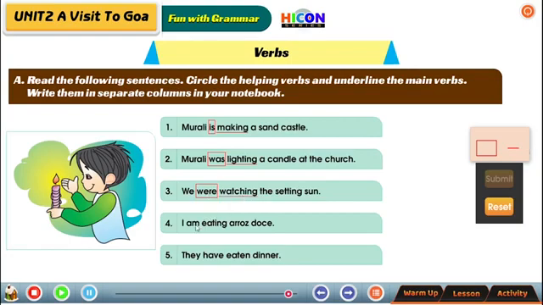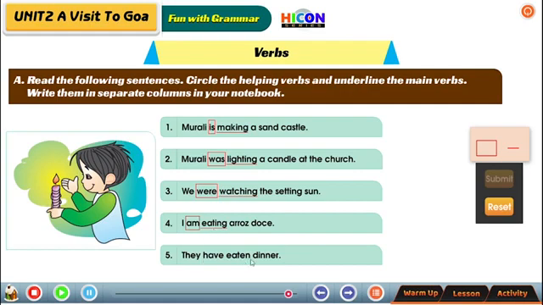Okay. I am eating arroz. So what is the verb part in this? I am eating arroz. Am eating, isn't it? Am eating is a verb part. In that, am is the helping verb, eating is the main verb, isn't it? Am is the helping verb, eating is the main verb. So we will put am inside the box, and we will underline eating.